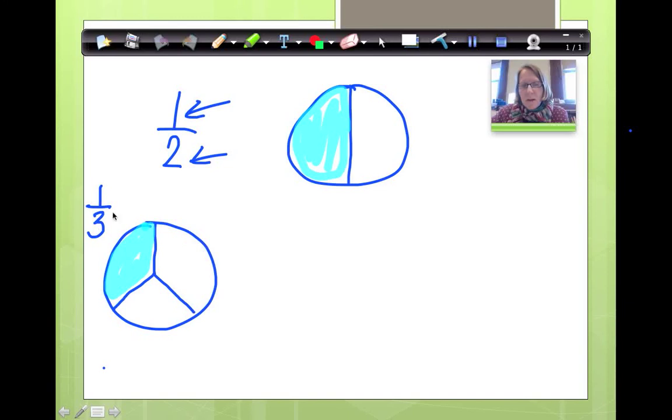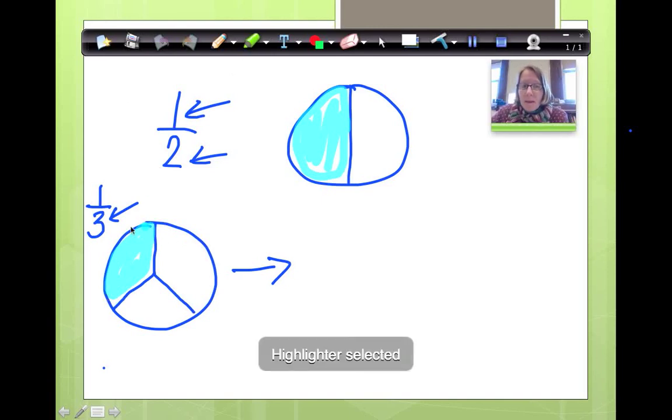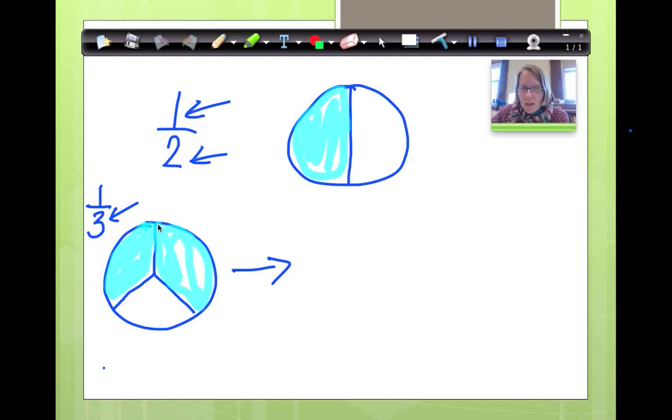Okay. Now, I'm going to copy it. I'm going to copy this piece over here, which means I'm going to color it in. Now that I copied it, it's going to be exact. It's going to be equal, right? But now I no longer have 1/3. How many do I have? Now I have 2/3. Now let's talk about this for a second. There's 3 parts that my circle is divided into, and now I have 2 pieces colored in, correct?